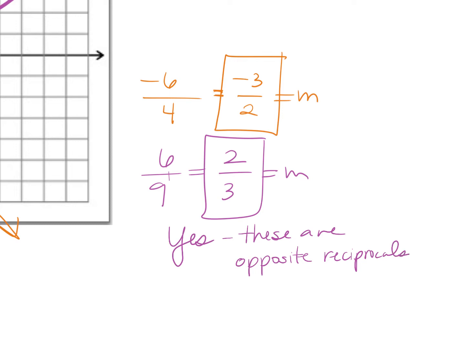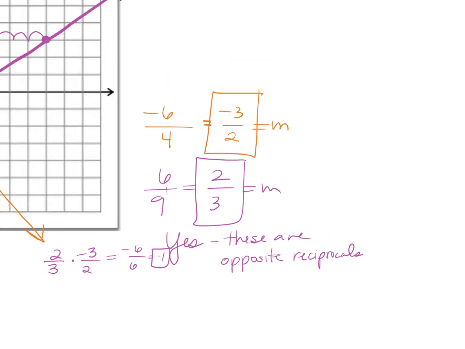Okay, you could also check if they're perpendicular by multiplying them together. When you multiply them together, they should always equal -1. So if you multiply them, you get -6 over 6, which is -1. So that's another way you could check it. Opposite reciprocals will always multiply to -1. I think it's easier just to see if they're opposite reciprocals, but if you like to multiply, go right ahead.